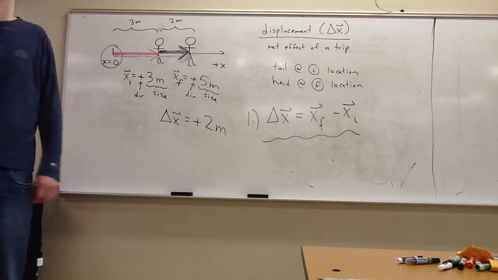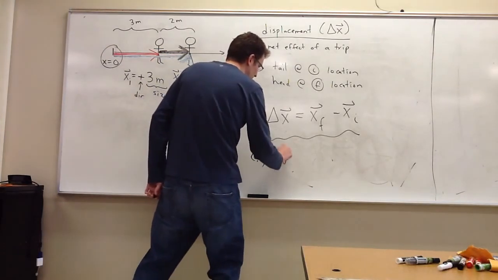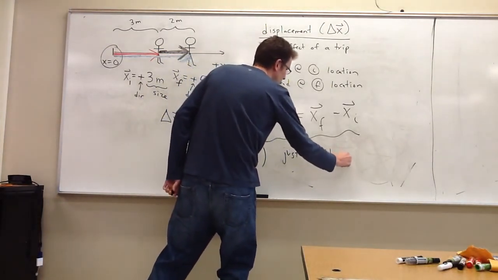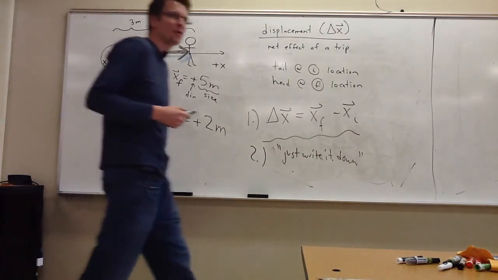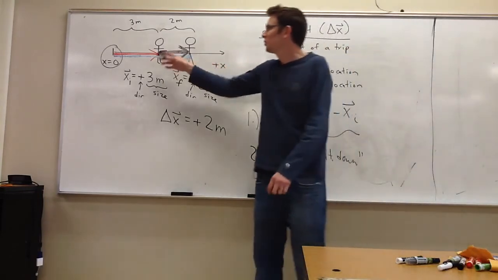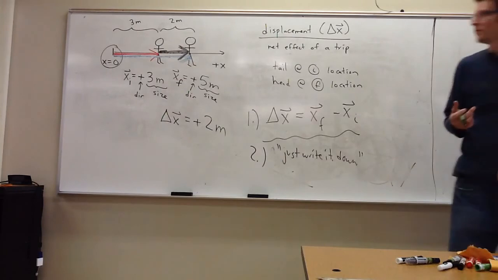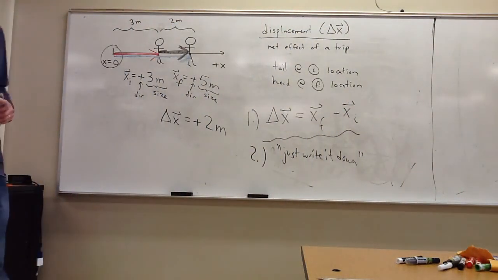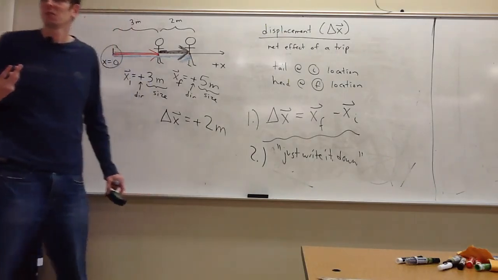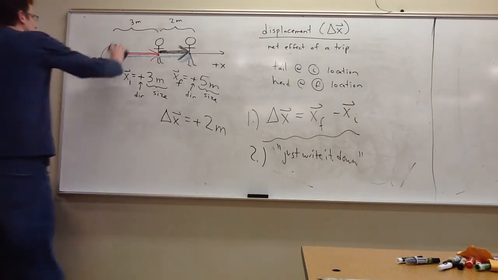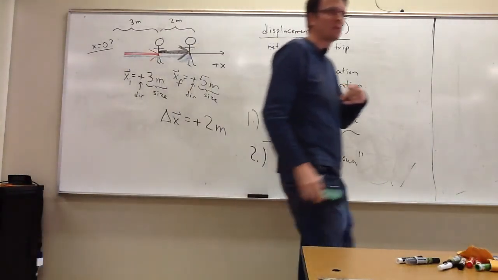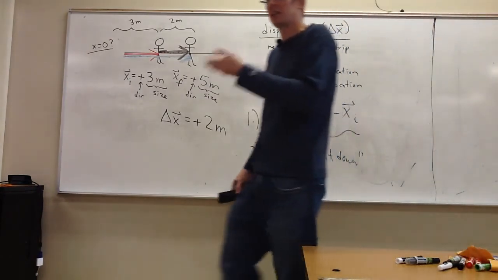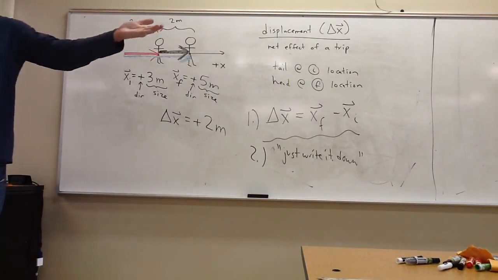There's also a second method of getting displacement, which I'll call "just write it down." I don't know how else to say it. Now, what do I mean by that? If you know that someone had a trip like this, where they walked 2 meters to the right, then you know the displacement. You just write it down. That may be something you can write down even if you have no idea what the individual position vectors are. The reason you might not know that is because no one told you where the origin is. You don't know where x equals 0 is. You might know that the plus x direction is to the right, but no one told you x equals 0. Then you can't say what either of the position vectors are, the initial or the final. But if you know that someone walked 2 meters to the right, then the displacement's right then and there.